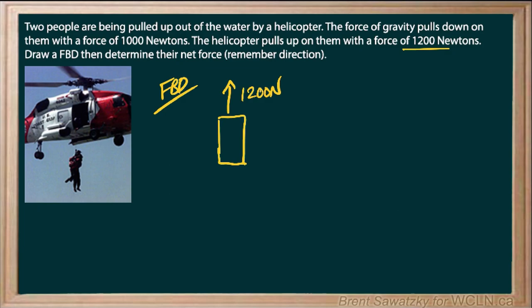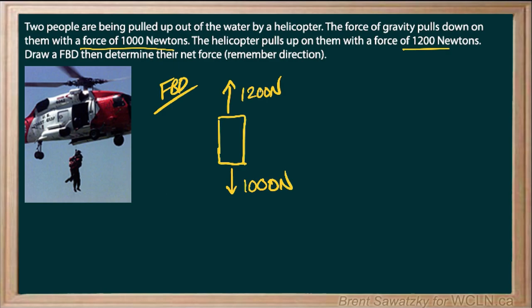Okay. What else do we know? We know that the gravity pulls them down. So another way they could have said that in the question is their combined weight is the same as the force of gravity pulling them down, right? So we could say the combined weight is 1,000 newtons downward. Okay, so there's our forces involved.